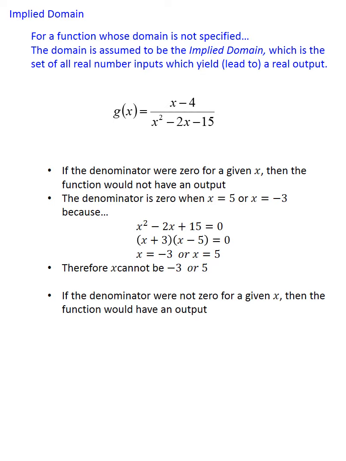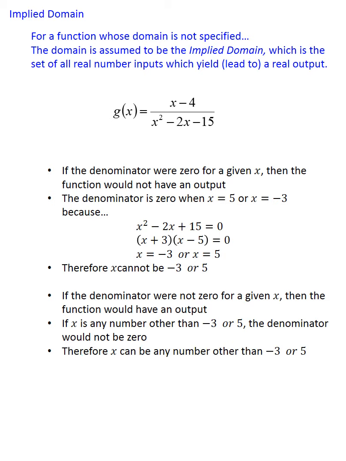In fact, any number that isn't negative 3 or 5 will give me a denominator that's not 0. And therefore, x can be any number other than negative 3 or 5. Now, again, there's no procedure here, just a sequence of thoughts that led me to the conclusion that x can be any number other than 5 or negative 3.